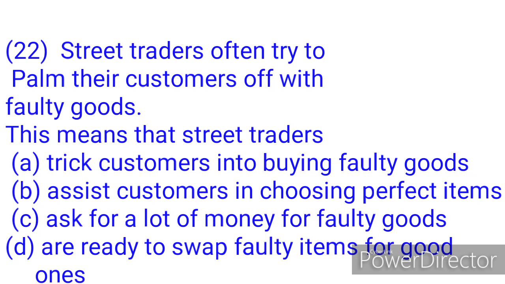Now, let's look for the correct answer. We have option A, trick customers into buying faulty goods. This is the correct answer. The sentence is saying that street traders often try to trick customers into buying faulty goods under the pretense that it's still a good one, that the goods are in good condition. Now let's move over to the next question. There's no need considering the other options since we've already gotten the correct answer.